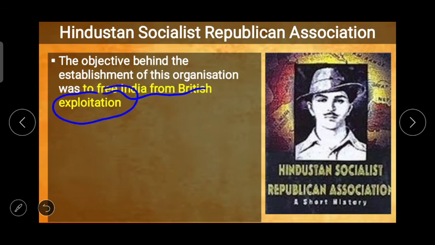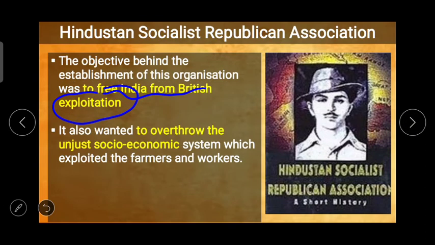ब्रिटिशों ने जिस तरह से एक्सप्लॉइट करना स्टार्ट किया था इन द ईच एंड एवरी फील्ड, जैसे एग्रीकल्चर है या फिर व्यापार है या फिर कल्चर है, इन सारी चीज़ों में जो एक्सप्लॉइटेशन चल रहा था उससे इंडिया को फ्री करना was the main objective behind the establishment of Hindustan Socialist Republican Association.